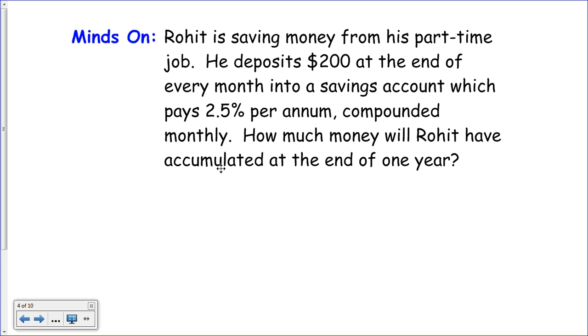All right, let's take a look at an example. Rohit is saving money from his part-time job. He deposits $200 at the end of every month into a savings account, which pays 2.5% per annum compounded monthly. How much money will Rohit have accumulated at the end of 1 year?